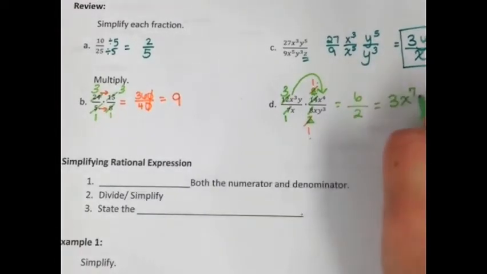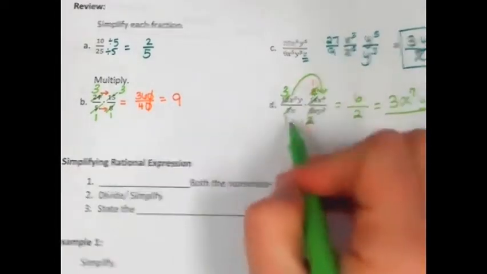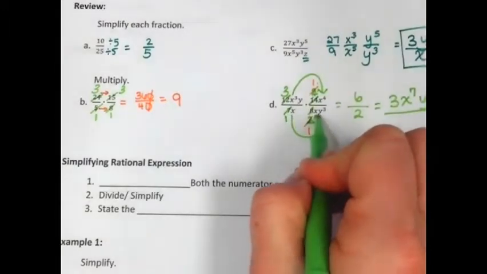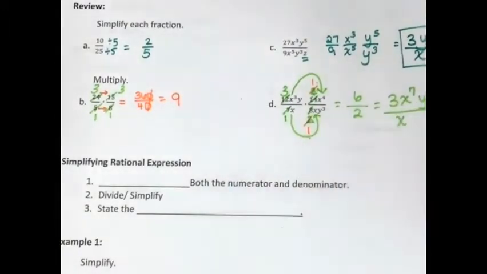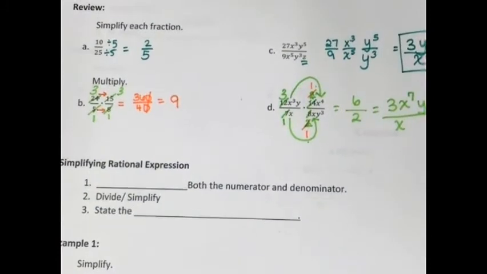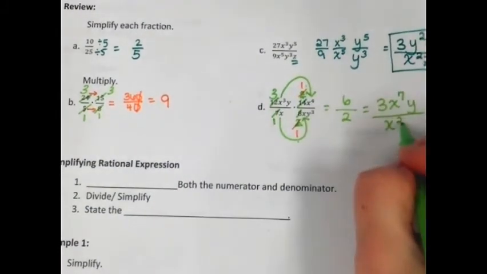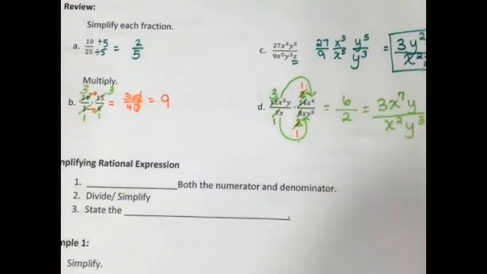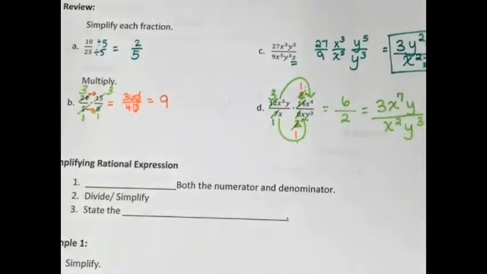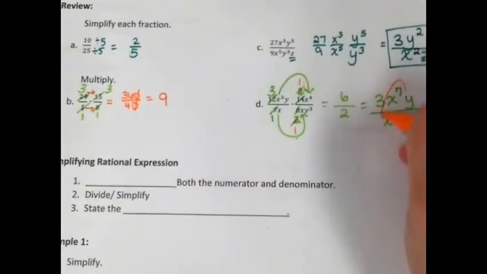Then we have y on the top still. All right, let's do the bottom. What's x times x? X to the 2nd. Good. And then we have y to the 3rd, right? Now, can we go ahead and do our subtraction of my x's?